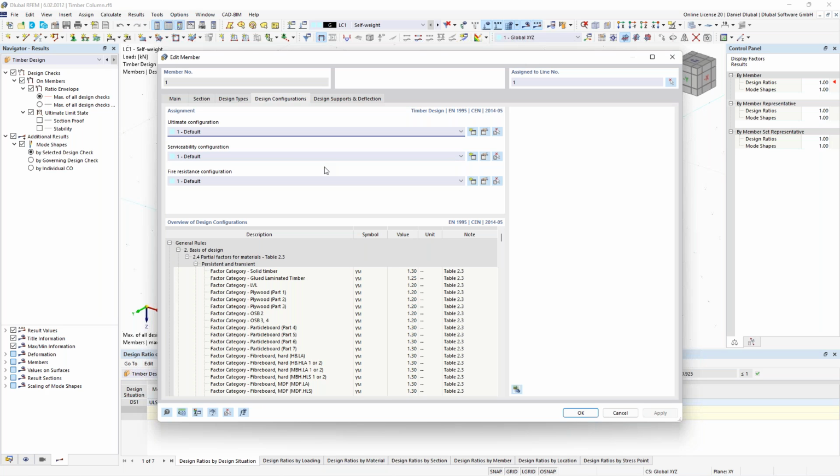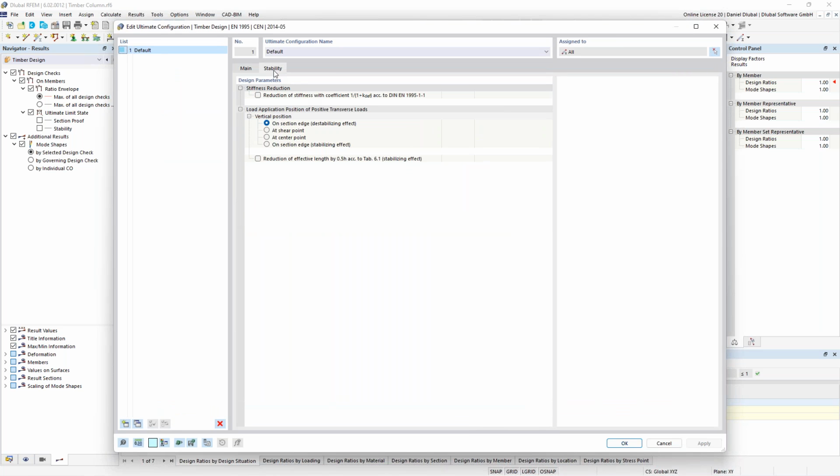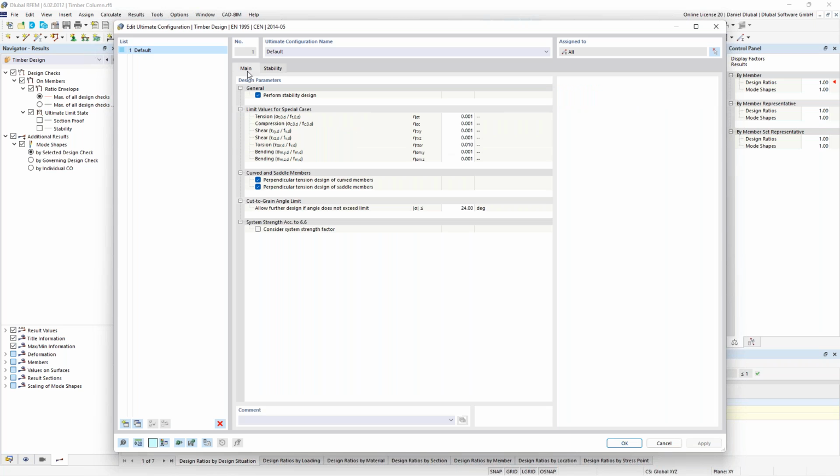And we have also the design configurations for the ultimate configuration. And here it's very interesting, you can also reduce the stiffness according to this Eurocode when you are in Germany, for example. This is possible reduction of stiffness with the coefficient 1 divided by 1 plus kdef. This is also done for service classes 2 and 3 according to this standard. Okay, so much to that.